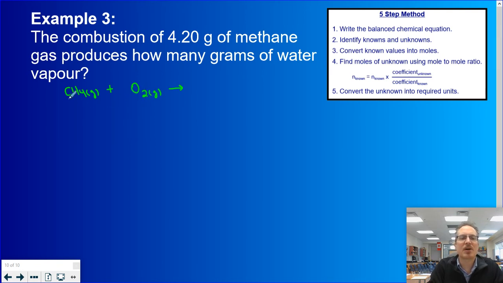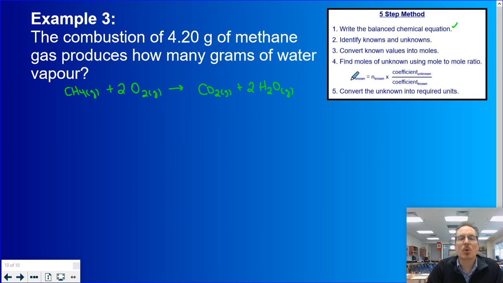We know that anytime we burn carbon, we're going to make carbon dioxide gas. And anytime we burn hydrogen, we're going to make water vapor, so H2O gas. We need to balance the chemical reaction. So 1 carbon on the left, 1 carbon on the right, 4 hydrogens on the left. I'm going to need a 2 here, so we have 4 hydrogens on the right. 2 oxygens plus 2 oxygens is 4 oxygens on the right, which means I need to put a 2 here, so I have 4 oxygens on the left. 1 mark for the balanced chemical reaction.